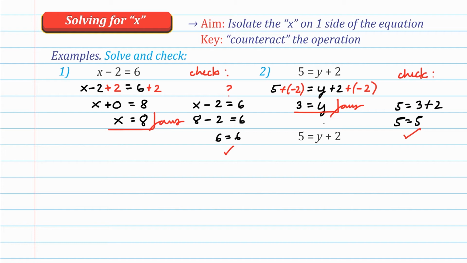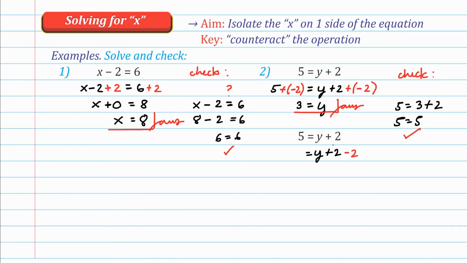Now, while this is correct, the solution, masyadong matagal. What if we try to counteract plus 2 by simply getting the opposite of that, which is minus 2? Let's try. We have then y plus 2, counteract plus 2, o edi minus 2, wag ka na mag-plus negative 2. Total, we can use the subtraction property of equality.